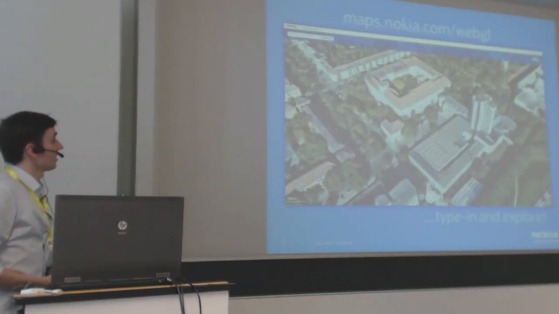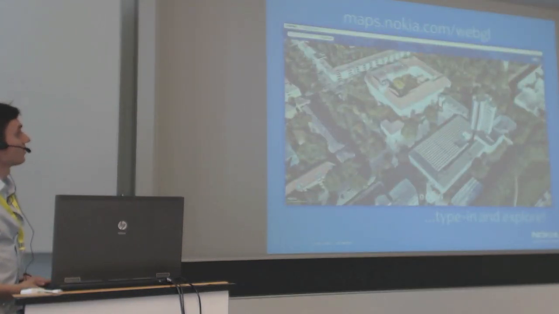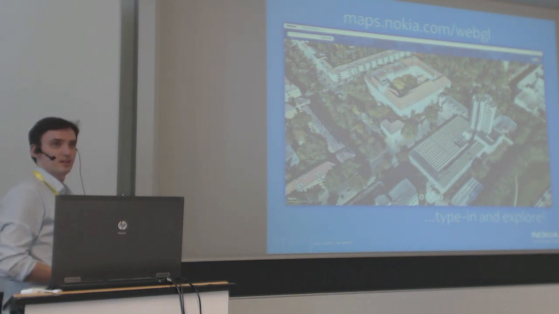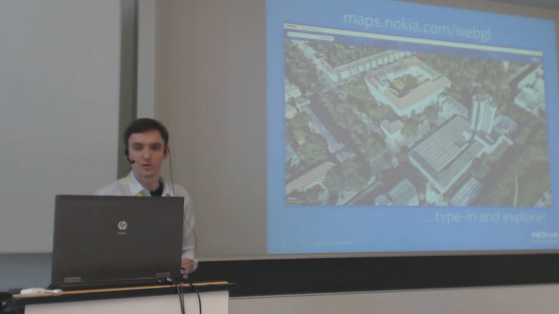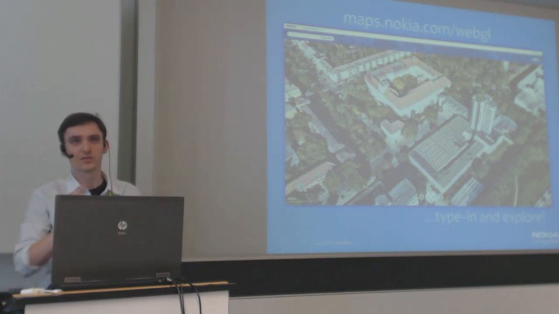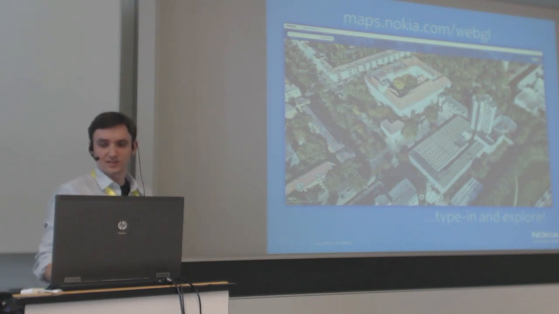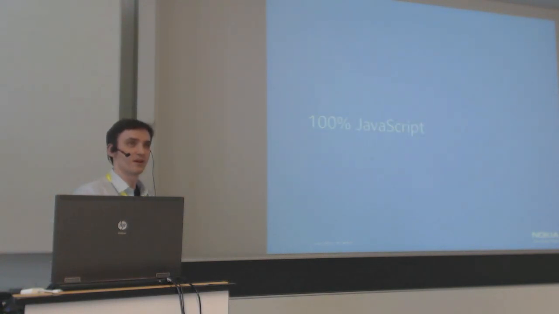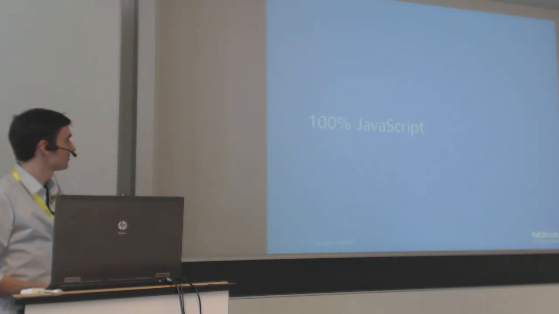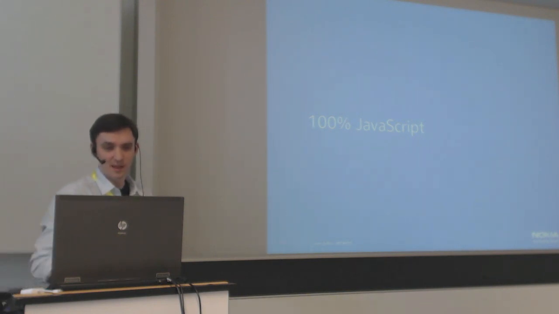So we have a beta web page on maps.nokia.com/webgl where you can just type in the address and you have a WebGL capable browser. You are just in a 3D world already. And this is not a surprise, it is written 100% in JavaScript. What else? And I can tell you some story how it started.